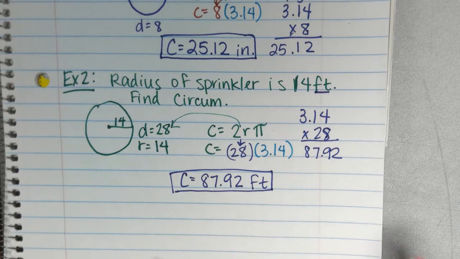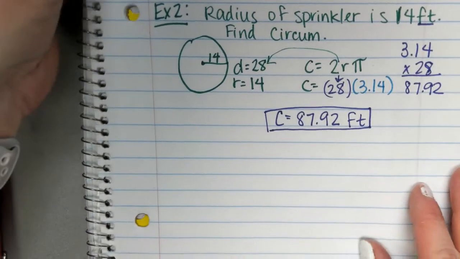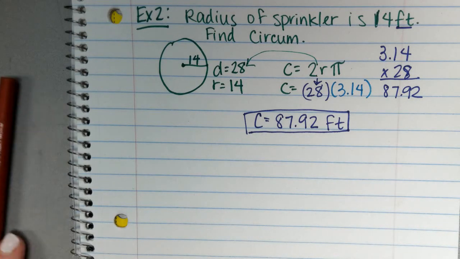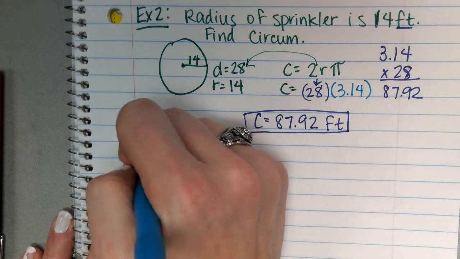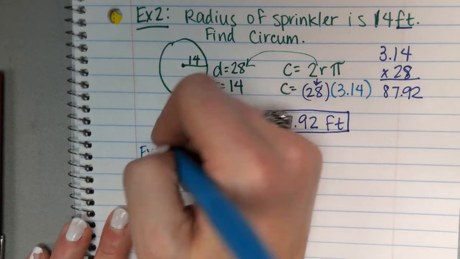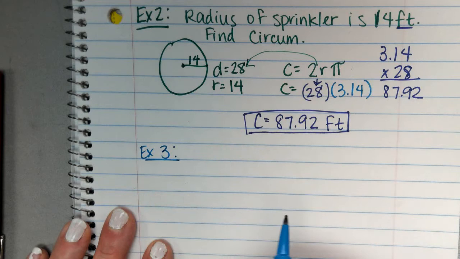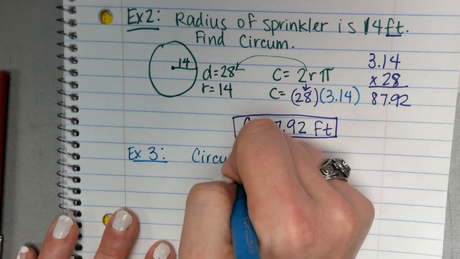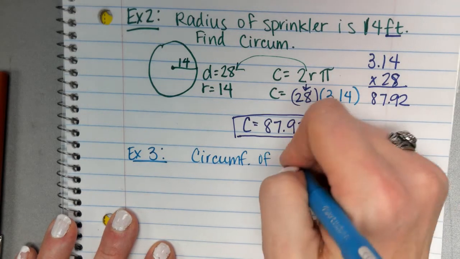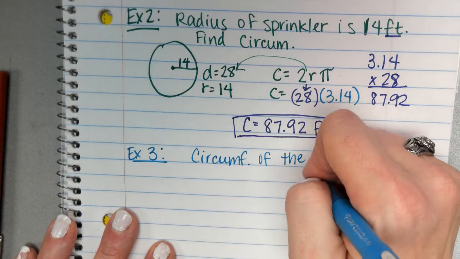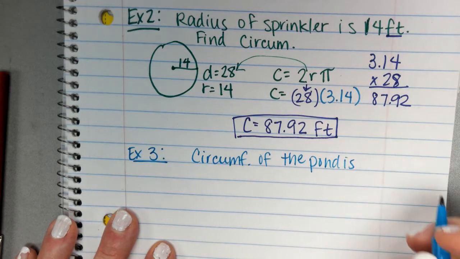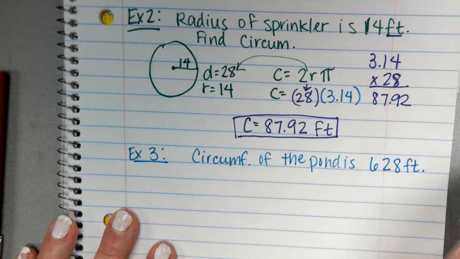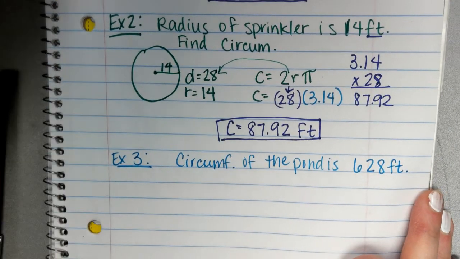Now, we're going to do one more example, and this time I'm going to give you the circumference, and I'm going to want you to tell me what the diameter is. See if we can work that way with the formula. So, circumference of the pond is 628 feet.